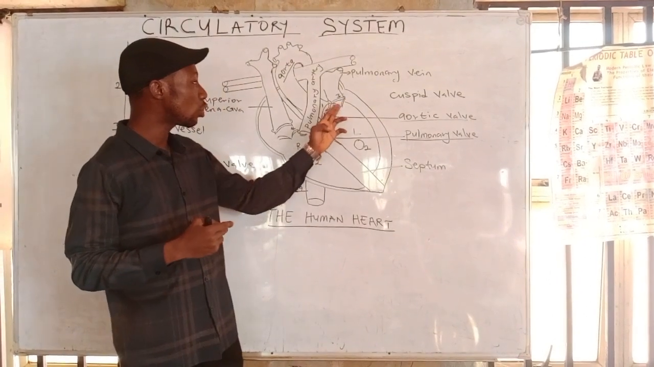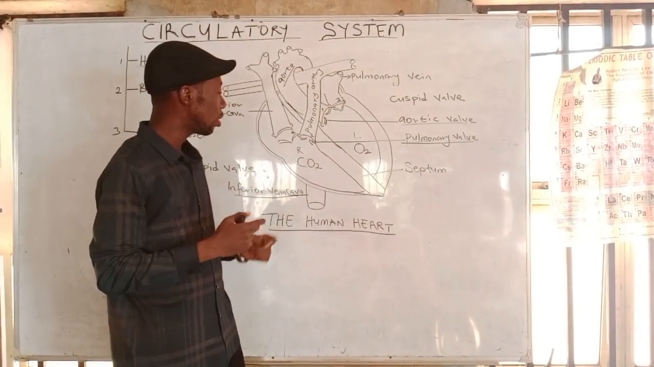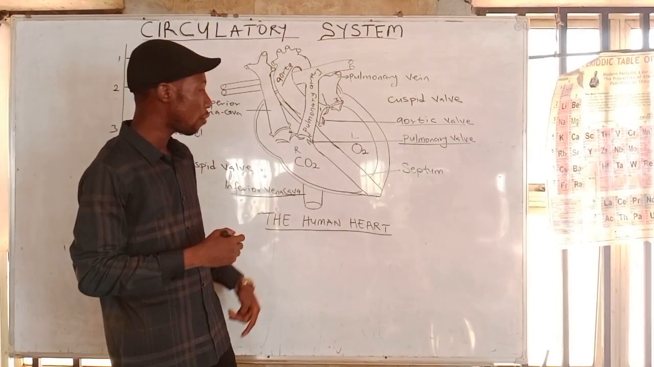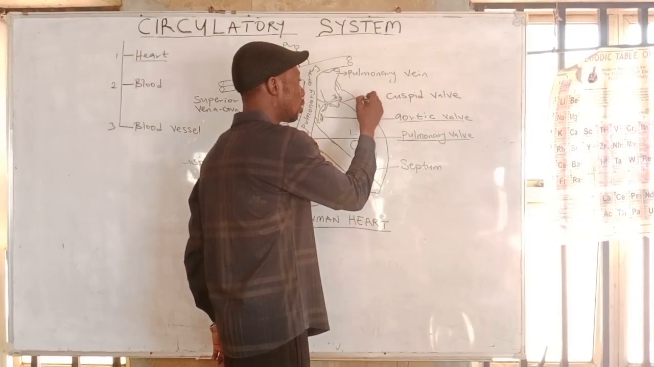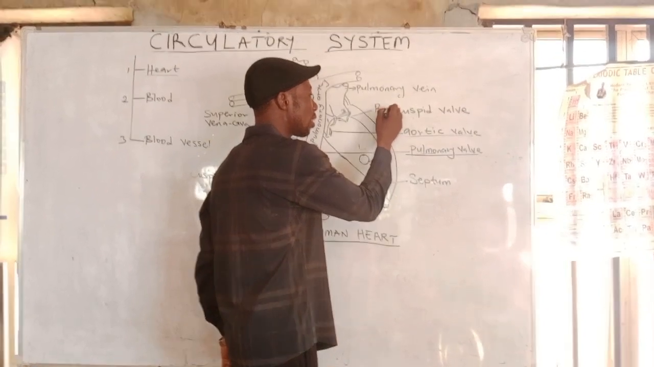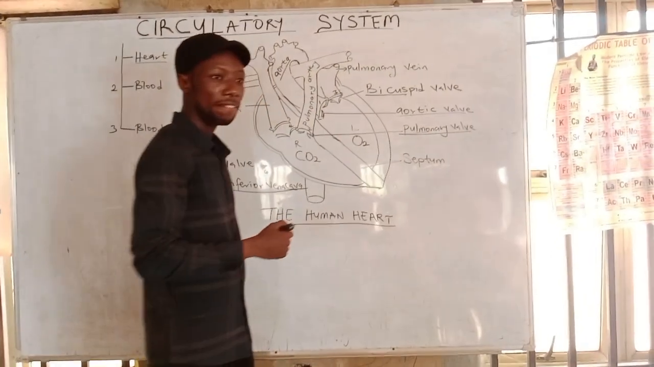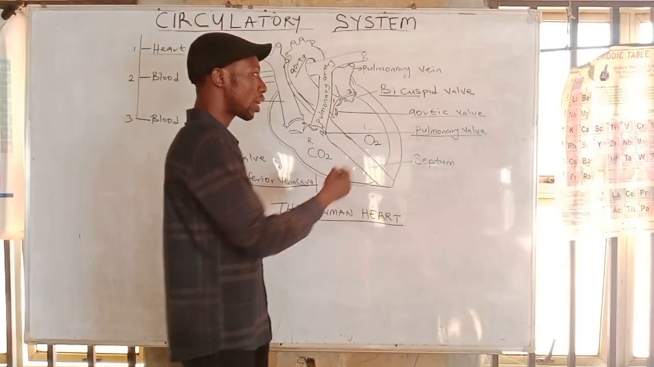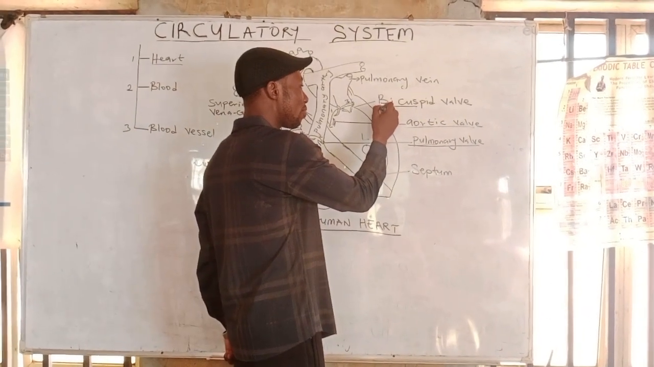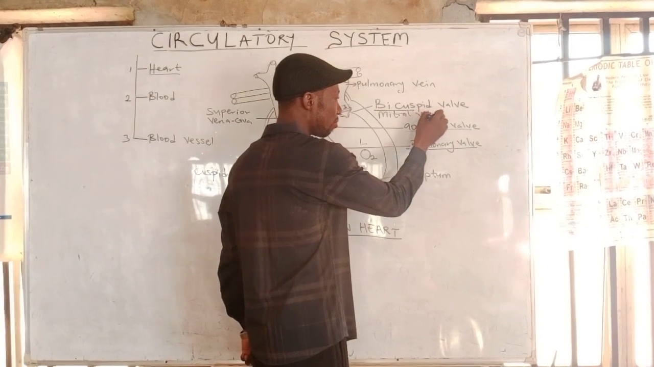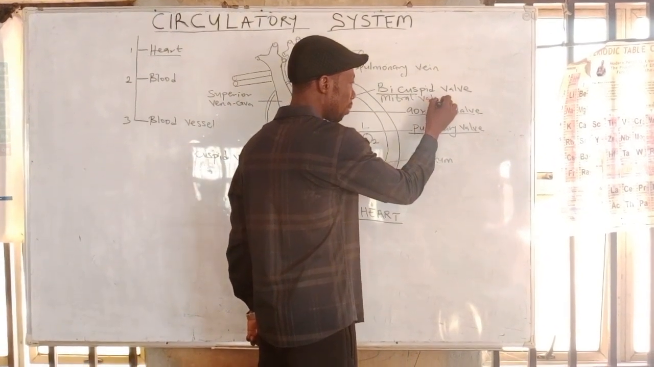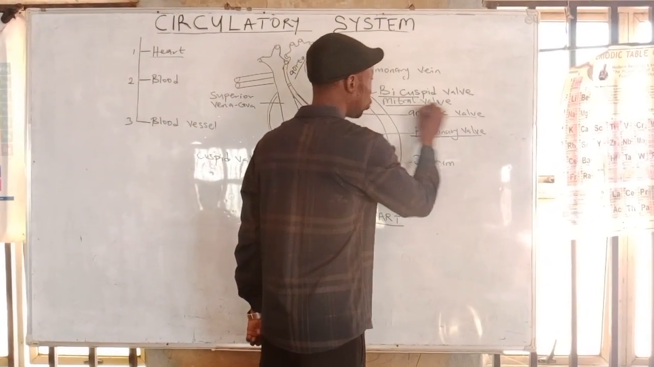This cuspid valve here possesses two cups. Then here we have 3 cups of the cuspid valve. The one with 2 cups here is known as the bicuspid valve. You can also call the bicuspid valve the mitral valve. That is another name for the bicuspid valve.